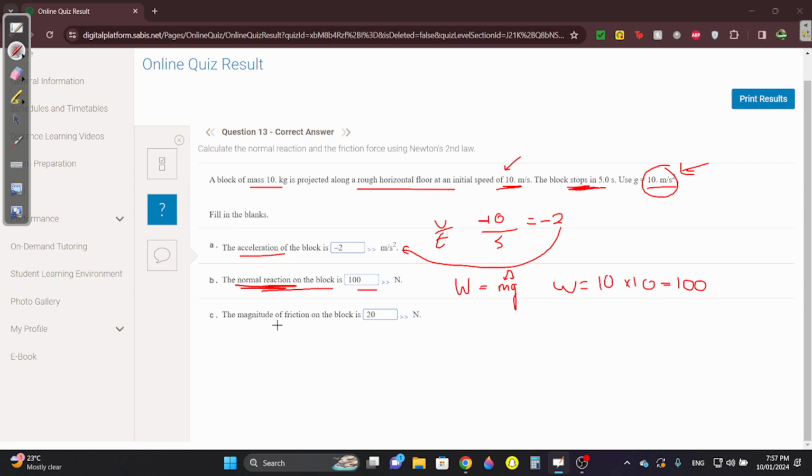The magnitude of friction is something newtons. In this case, we do F equals mass times acceleration, because the mass was 10 kilograms and it slowed down. Remember, it was slowing down, so friction played a role in slowing it down. So 10 times the acceleration, which is negative 2, you get negative 20. Why is the answer positive 20? A force can never be negative, so always put your answer in absolute value, which makes your answer positive.